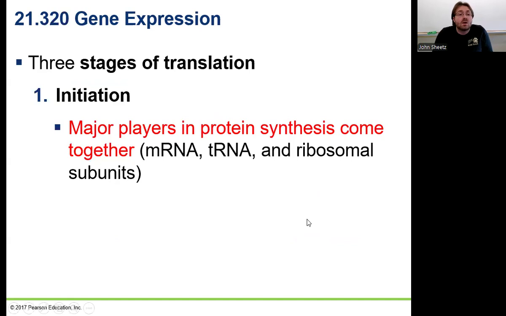All right. So there are 3 stages of translation. The first is initiation. The major players in protein synthesis come together. These are mRNA, your tRNA, and your ribosomal subunits.